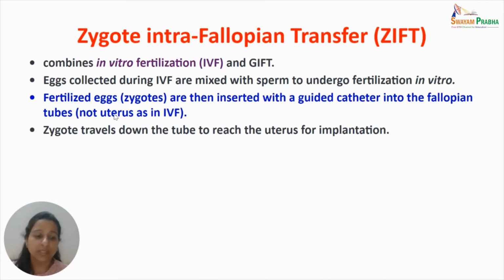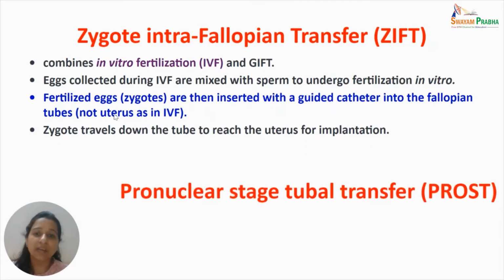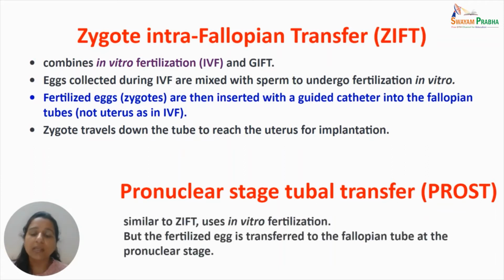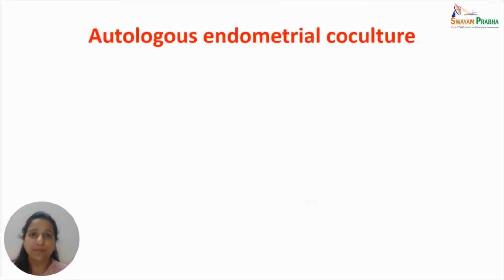The next variant of IVF is pronuclear stage tubal transfer, that is PROST. It is similar to ZIFT. It uses in vitro fertilization, but the fertilized egg is transferred to the fallopian tube at the pronuclear stage.